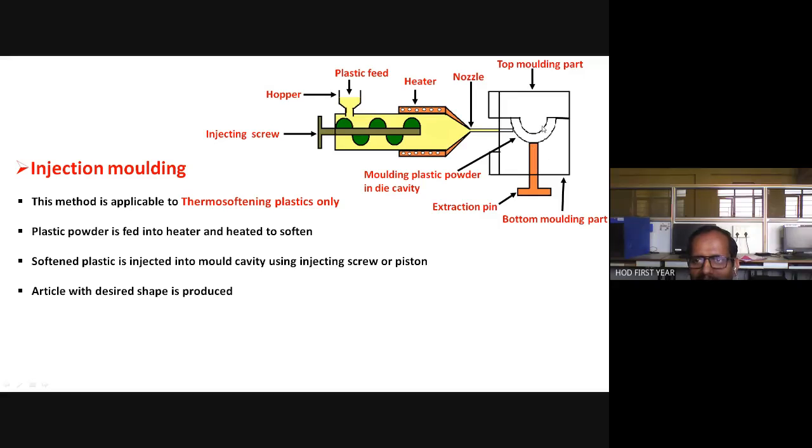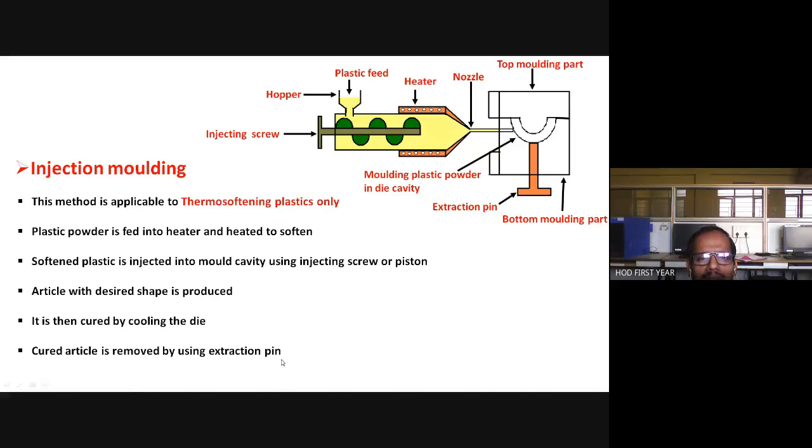So this injection molding is used for thermosoftening plastic, and for thermosoftening plastic we apply cooling to the mold, not heating. Cooling is important because this is an exothermic reaction. So to take the reaction in the forward direction, we need to apply cooling. Then the desired shape article is produced, and it is removed by releasing the extraction pin. So it is cured by cooling the die, and the cured article is removed using the extraction pin.